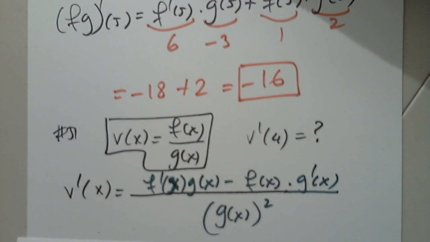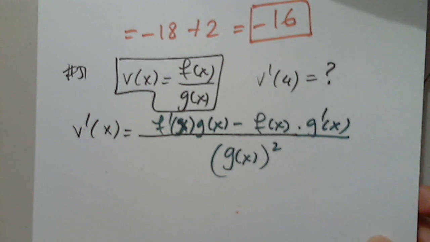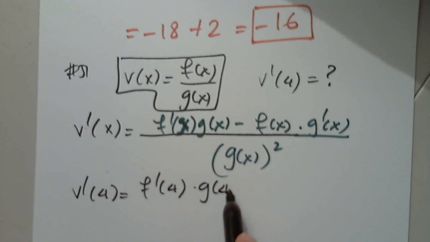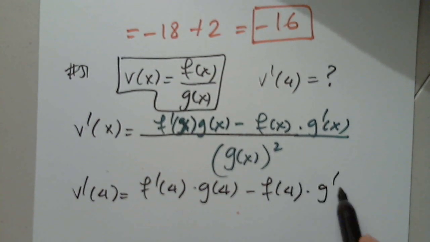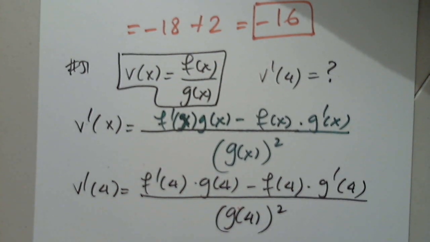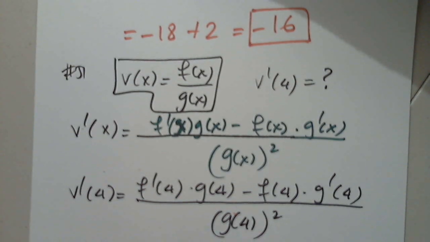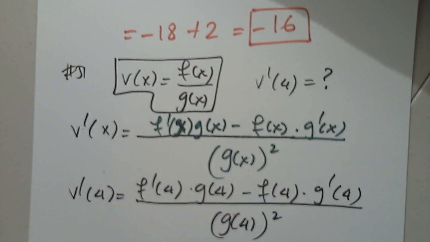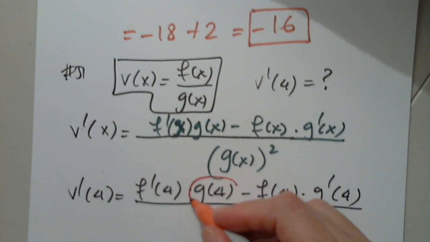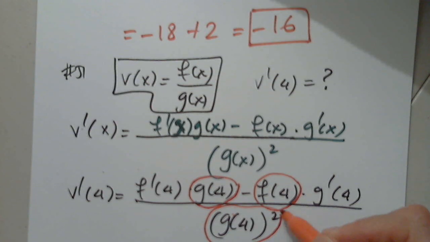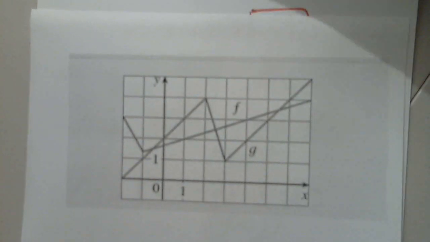Once I have the formula of the function, now the rest is a piece of cake, because I can plug in 4. So I have f prime of 4 times g of 4 minus f of 4, g prime of 4 over g of 4 squared. Now I have to figure these out from the graph. Okay? So, g of 4 and f of 4, and the same here, g of 4, very easy. This is g.